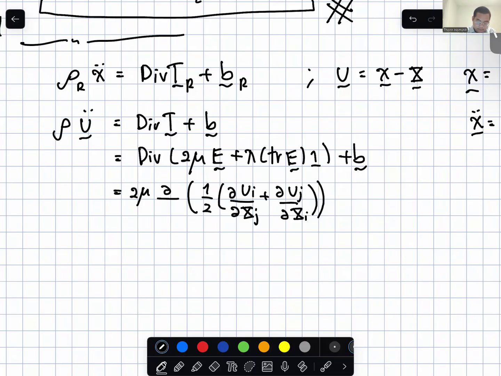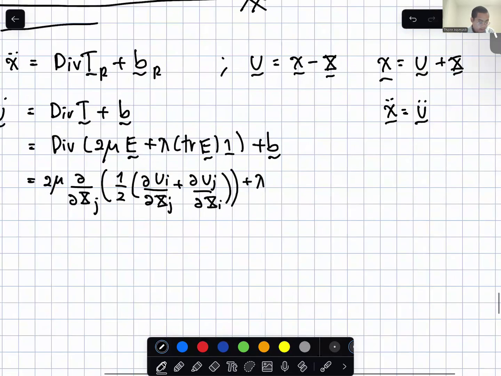Okay. And so this one is going to have the ij component. So we have to take the partial derivative with respect to j. All right. And the next one, we can pull the lambda out there and take the partial derivative like the first one. So it's just a divergence, right?